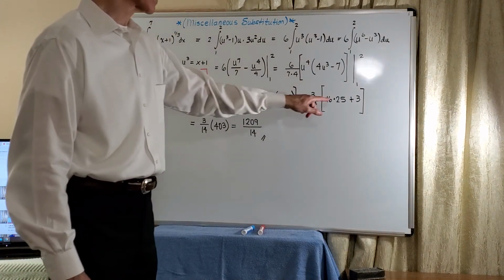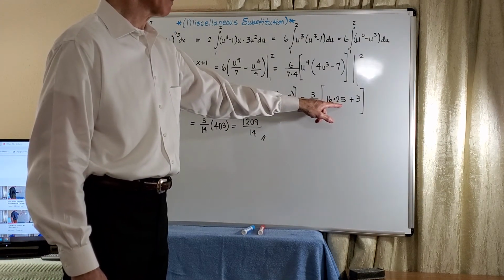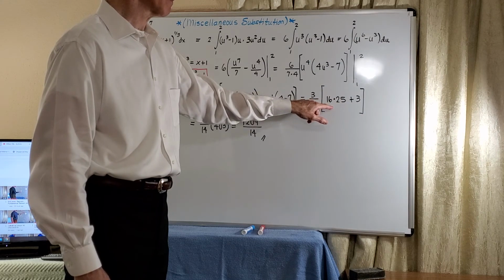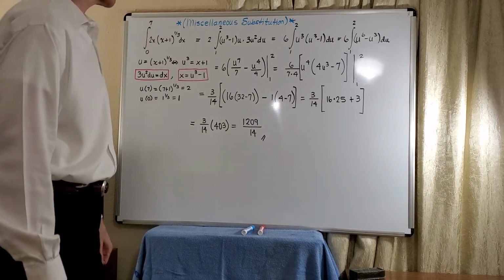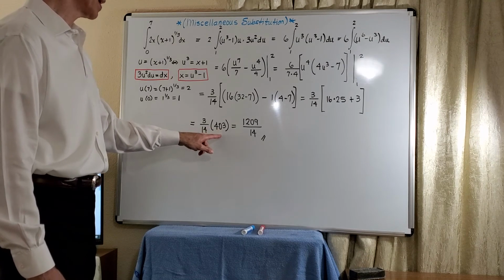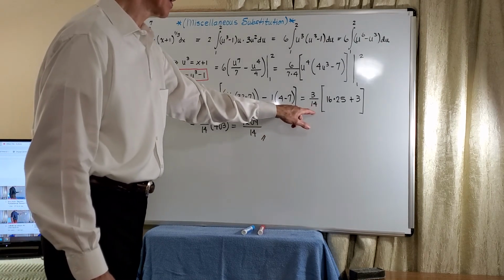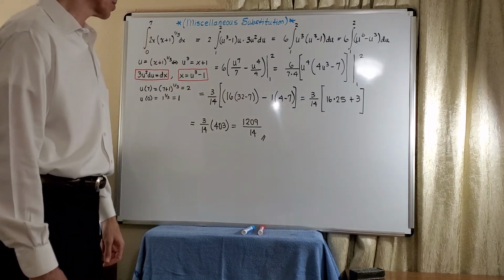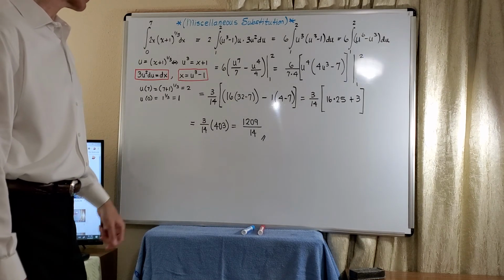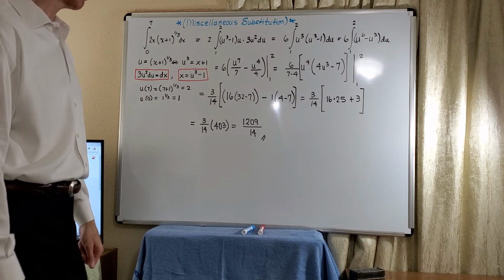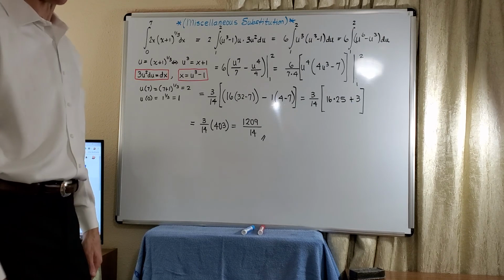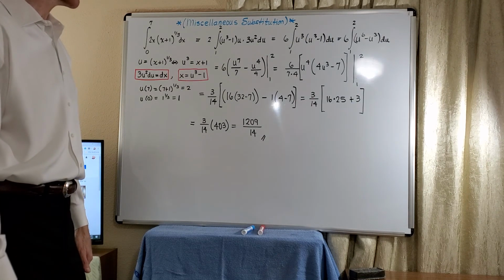Now, of course, here, this is easy to multiply because we have a 25. We've got 16 copies of 25, which is 400. 400 plus 3 is 403. And then we just multiply by the friendly fraction out to the left. And 3 times 403 is 1,209. So our final answer is 1,209 divided by 14. And we are done.